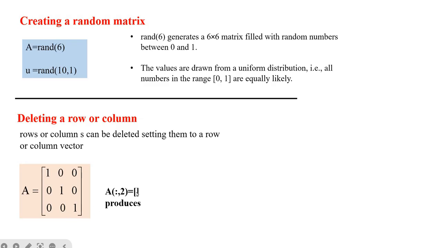What I will do, I will type this command, A round bracket. Here we are not using square bracket, here we are using round bracket. Round bracket colon comma 2 close the bracket, that is equal to empty square bracket, opening bracket, closing bracket. So you will get this matrix. You can see here we have the first column and the third column; the second column is deleted. You can change this to 1. If you change this to 1, the first column will be deleted. If you change this to 3, the third column will be deleted.